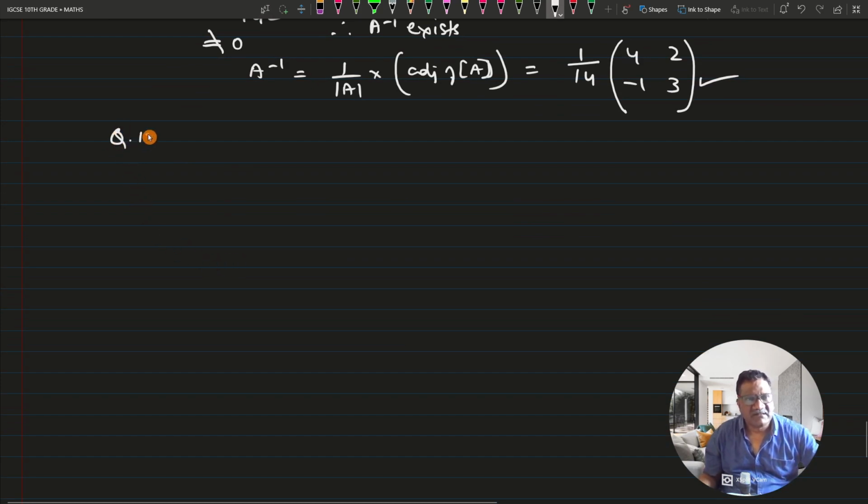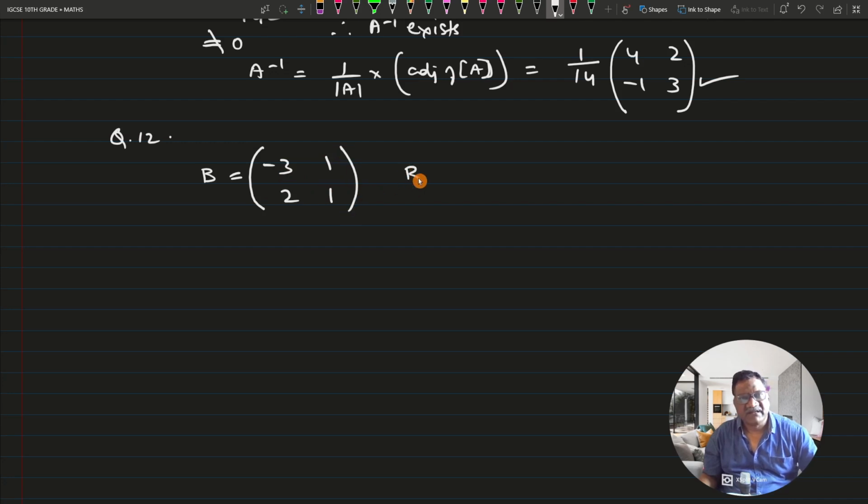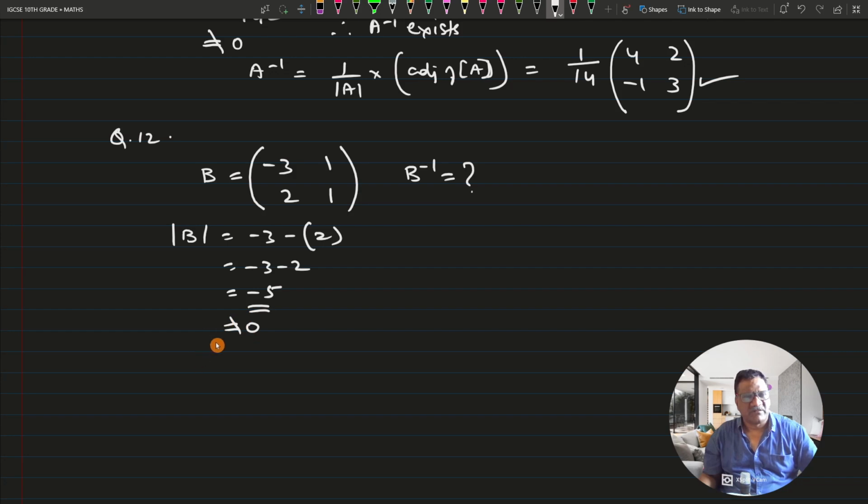Question number 12 says that suppose you have a matrix B which is given by minus 3, 1, 2 and 1. You are supposed to find B inverse. So the determinant of B will be equal to minus 3 into 1, which is minus 3, minus 2 into 1, which is 2. This happens to be minus 3 minus 2, which is equal to minus 5. Now this minus 5 is not equal to 0. Therefore, the determinant of B not equal to 0 implies that B inverse exists.